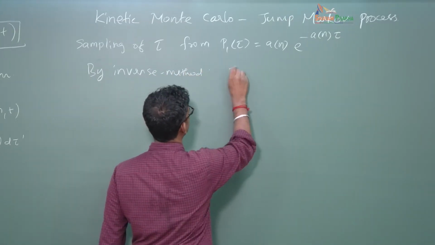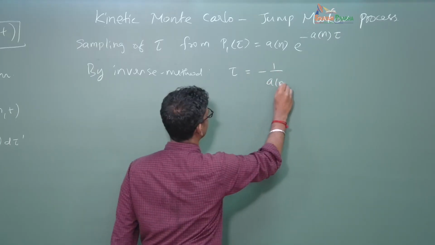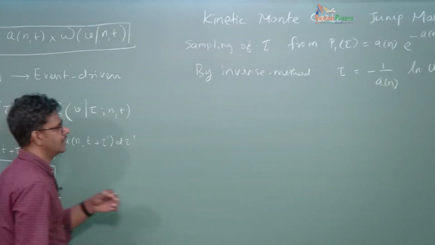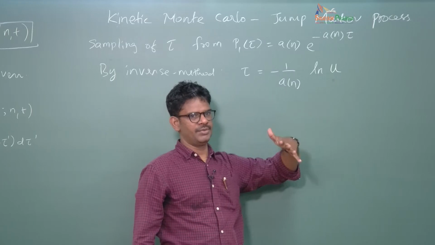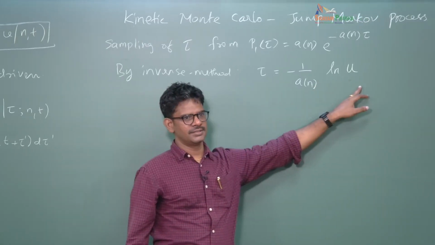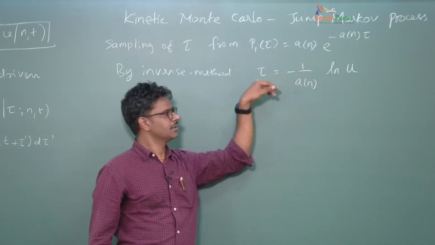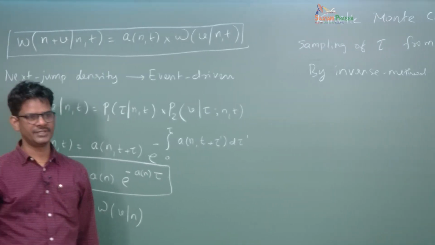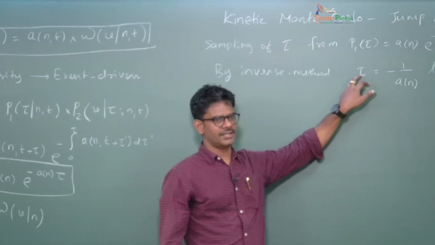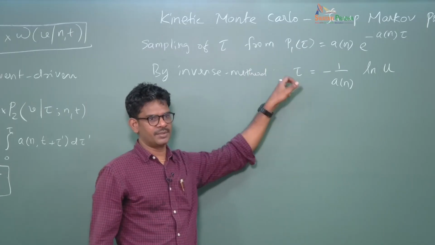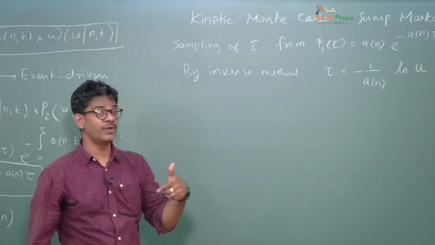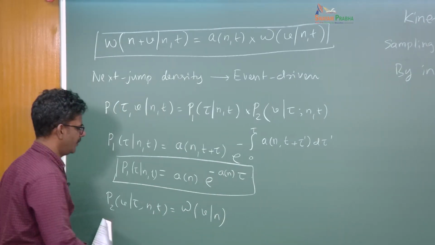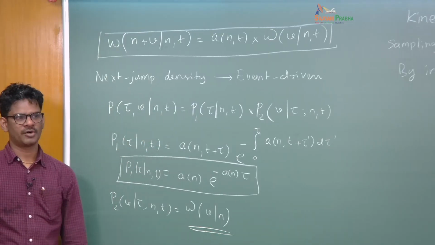we would obtain tau as minus 1 by a times ln of u, meaning that we call a uniformly distributed random number u in the limit 0 to 1, take ln of that times minus 1 by a. This would be a sampling at time tau. Okay, so by generating a sequence of uniformly distributed random numbers, we can generate a sequence of exponentially distributed random numbers tau based on this distribution. So now we know how to sample the next jump time, and the next state will have to be defined based on the problem in hand.